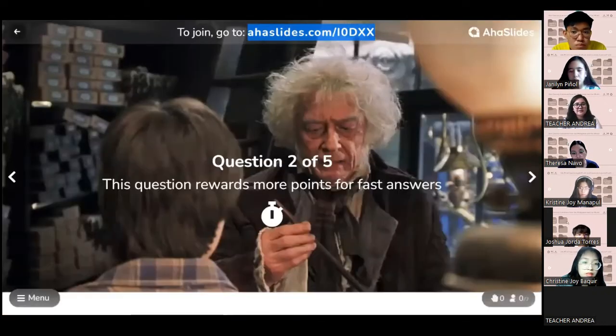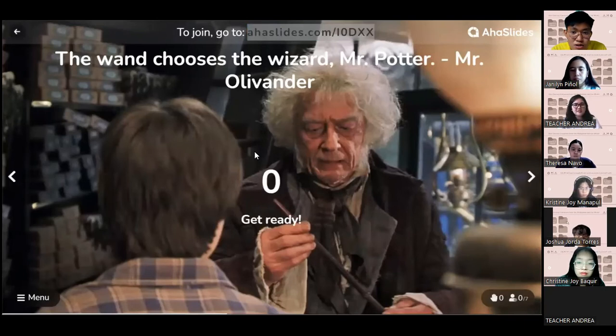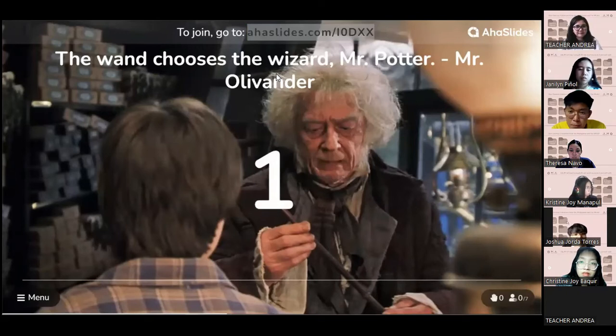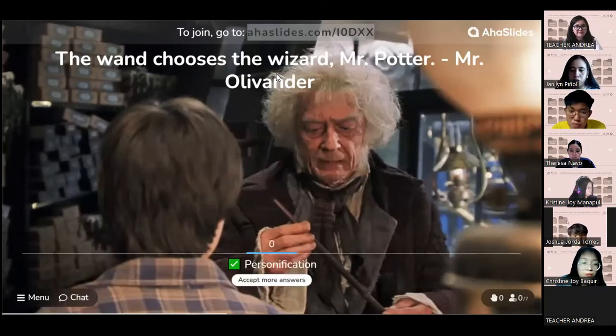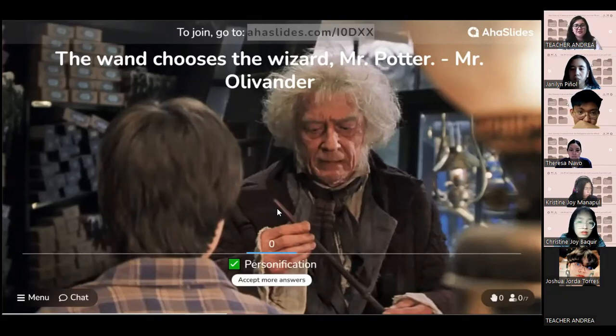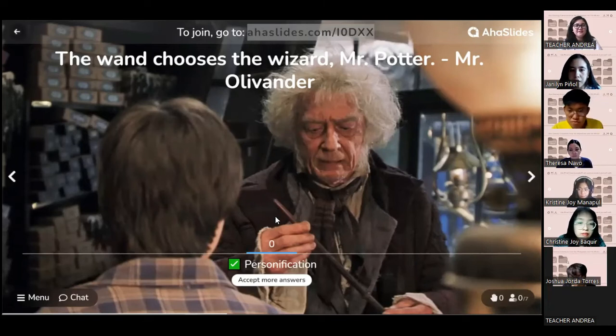For our next statement, we have: The wand chooses the wizard, Mr. Potter. What do you think is the figure of speech used? Okay, so it's personification. The personification used in the statement here is that the wand is given a person-like character who can choose the wizard. Okay, do you understand? Yes, ma'am.